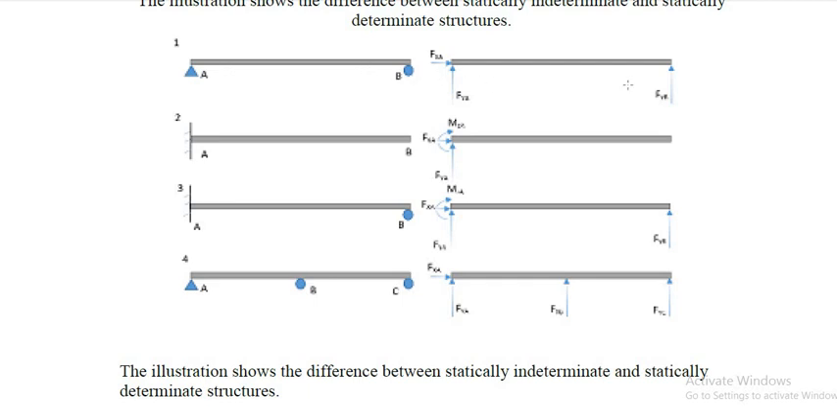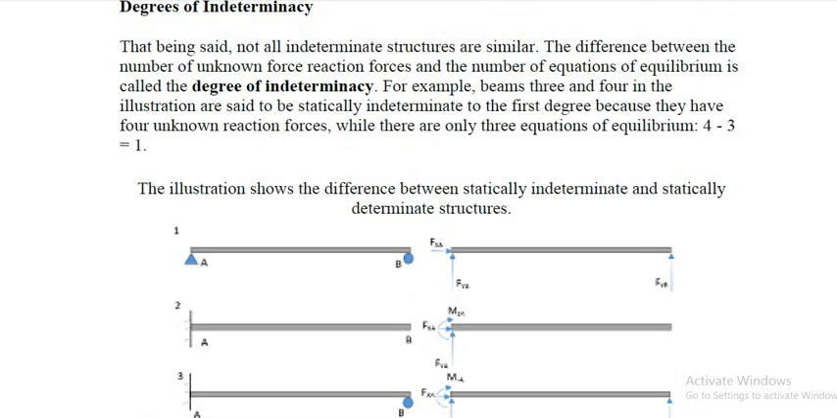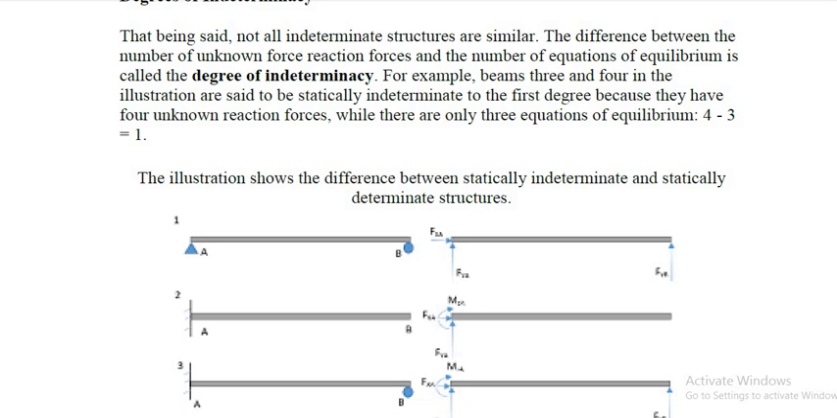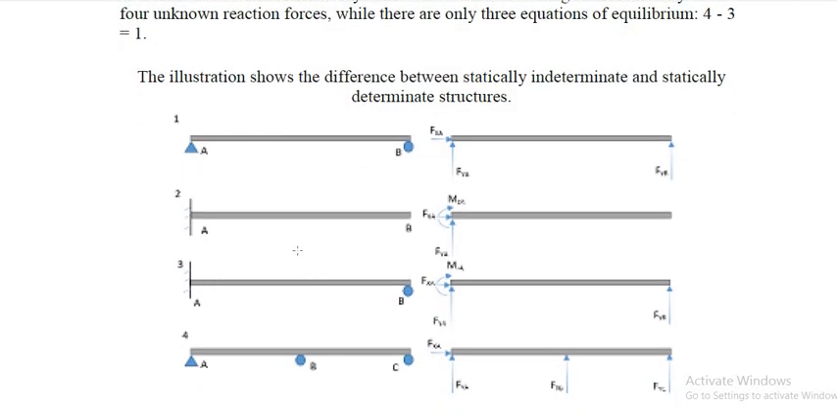So here the number of unknowns and the number of equilibrium equations are the same, but in the case of figures 3 and 4, there are 4 unknown forces. If you see properly, one will be at A, one will be at B, then a moment will be there, and in this direction one force will be there. So there are 1, 2, 3, 4 unknowns, but actually we can find only 3 equilibrium equations. So here the degree of indeterminacy will be 1.